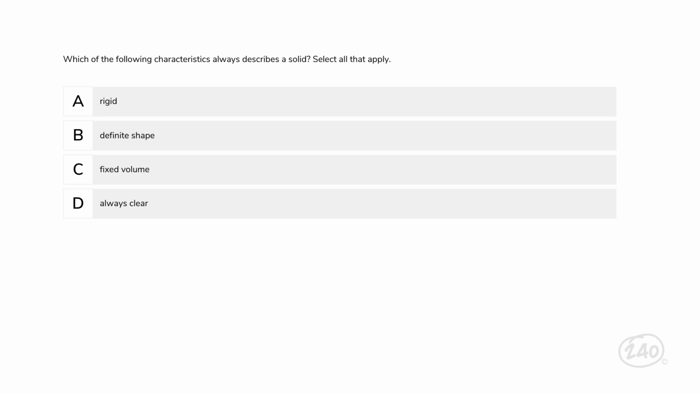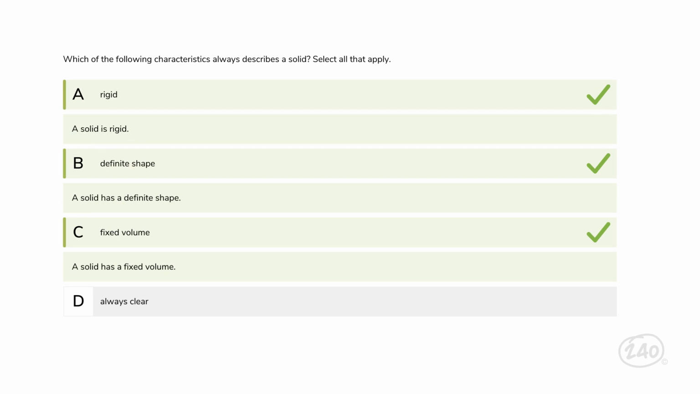Time for science. Which of the following characteristics always describes a solid? Well, I know of lots of solids that aren't clear, so choice D is out. But solids are rigid, and they have a definite shape and a fixed volume. So A, B, and C are all correct.